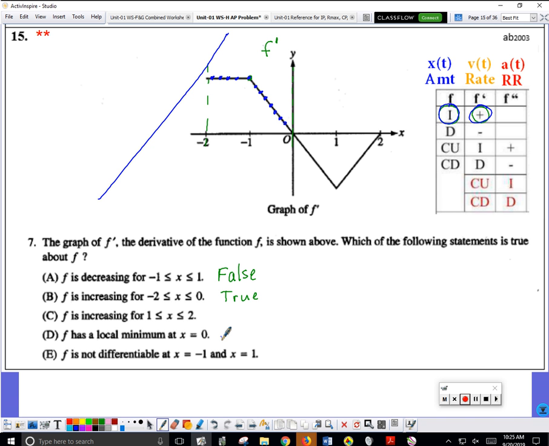D, f has a local minimum at x equals 0. So clearing this off for a minute. One way to test if you're understanding the concept is this. This statement is false because we've already found the true statement. If you understand how to make this statement true, it shows really good understanding. How would this statement need to be changed to become a true statement?